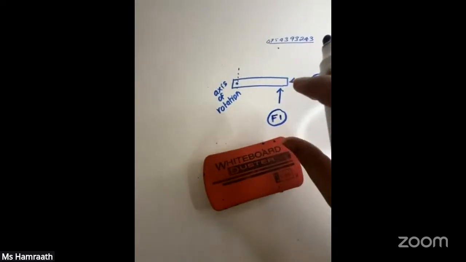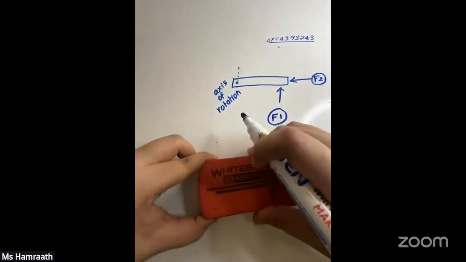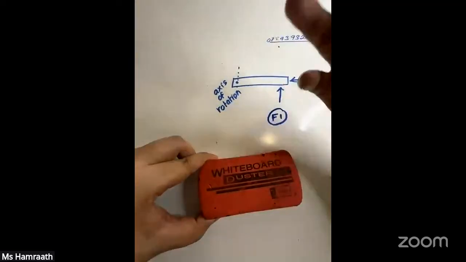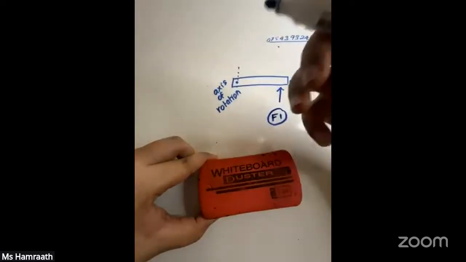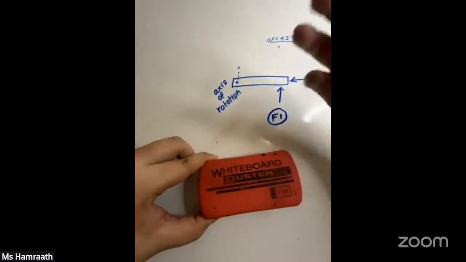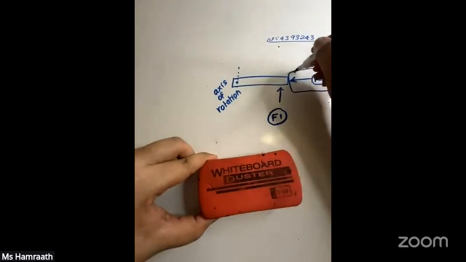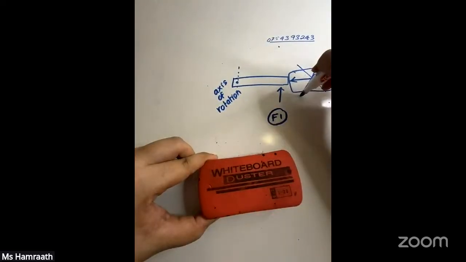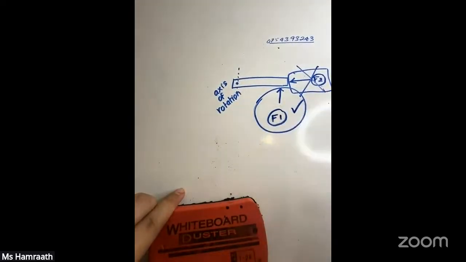So what you need to understand from here is, to rotate an object, you need a force. What is that force? We call it the moment of force. You said that when I applied a force in the direction of F2, the object didn't rotate, but when I applied a force in this direction, the object rotated.